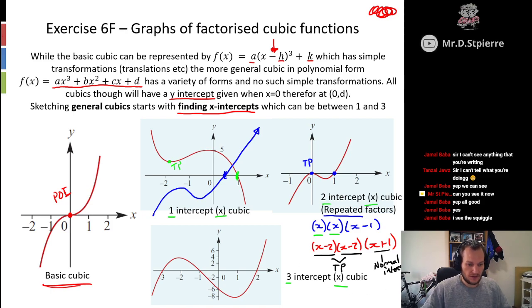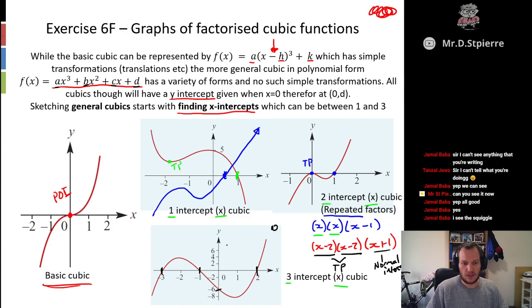And then the very last one is a three-intercept graph. 1, 2, 3. It can come up, go down through, we have a y-intercept there, and then we have our three x-intercepts. What determines if it's going to be a 1-intercept, 2-intercept, or 3-intercept are the terms a, b, c, and d.